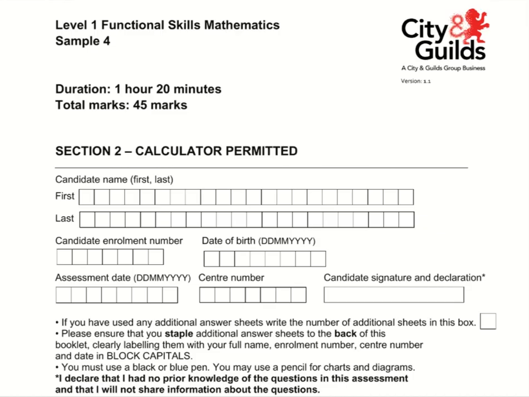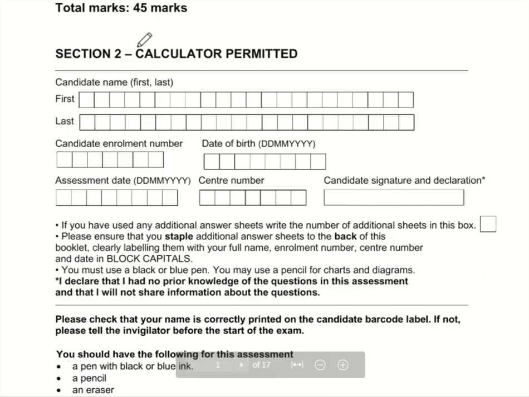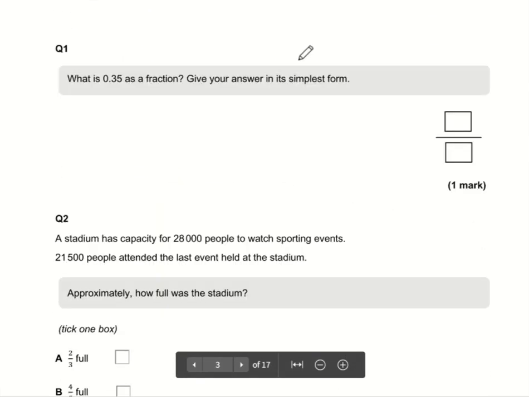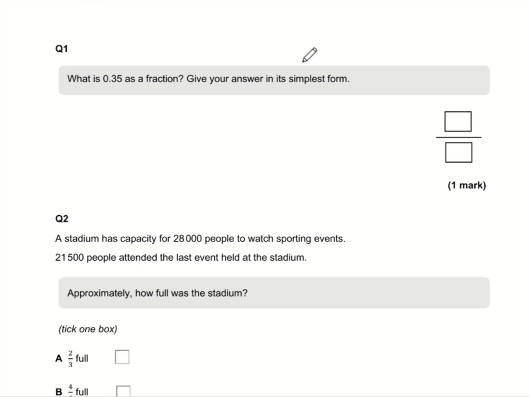Here are the video solutions for City and Guilds Functional Skills Maths Level 1. This is section 2, which is the calculator section from sample 4. So let's make a start. Here's question number 1. What is 0.35 as a fraction?